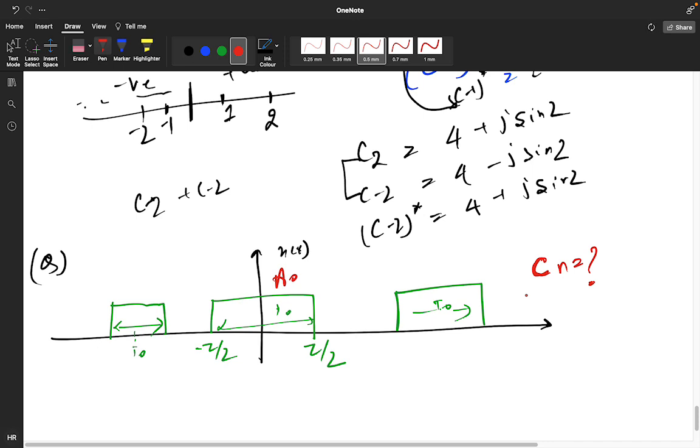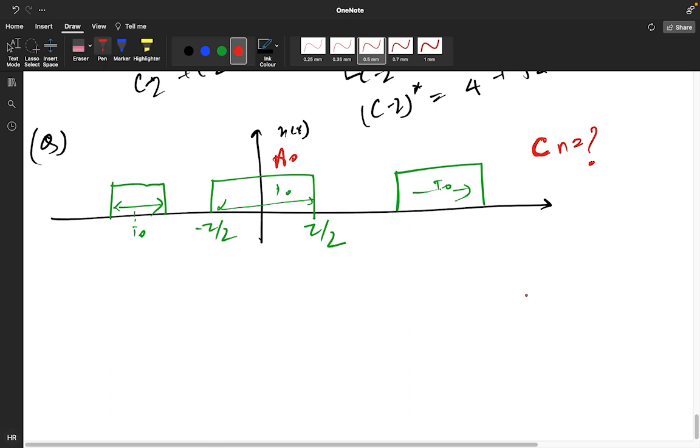Using this particular diagram. So I told you the formula of a Cn. Cn is what? 1 upon time period, integral from minus t naught by 2 to plus t naught by 2.